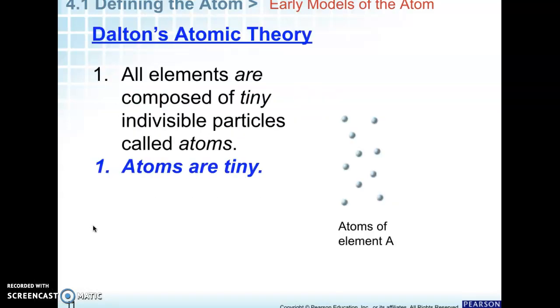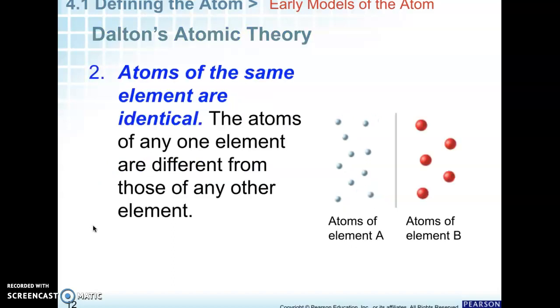So you want to record Dalton's atomic theory, and we just need to summarize this. It's a four-part theory. The first part is that atoms are tiny. The second part is that atoms of the same element are identical. And remember, this is a couple hundred years ago, so some of these things aren't necessarily true, like atoms of the same element are identical. He didn't know about isotopes at that time.